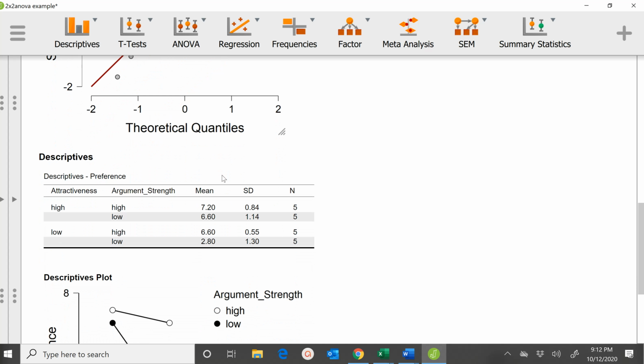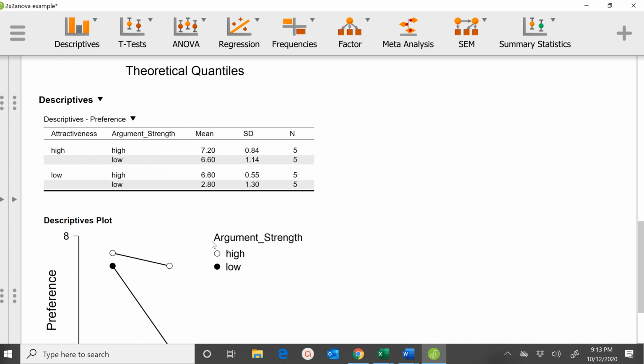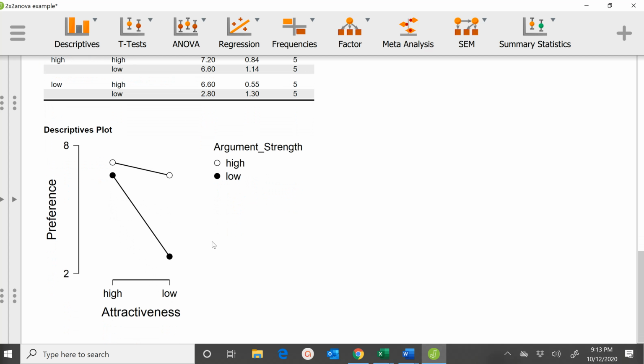All right, here we have just comparing the cell means. So we see the mean for high is 7.2. The mean for high attractiveness, low argument strength is 6.6. The mean for low attractiveness, high argument strength is also 6.6. And the mean for low is 2.8. So we can see that the low condition seems to deviate a lot from the others. So if we look at this line graph here, it gives us an idea of where the differences are.